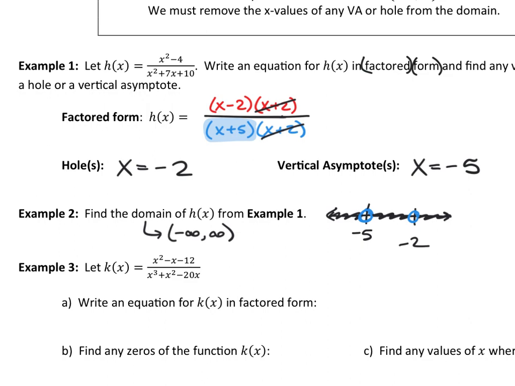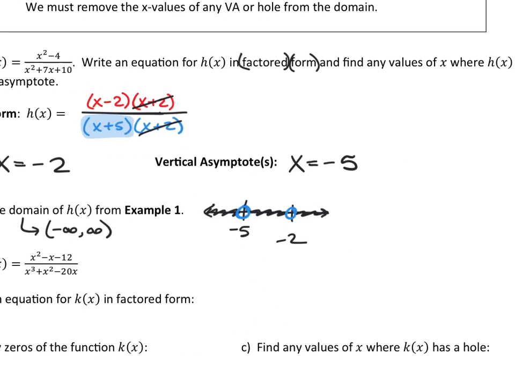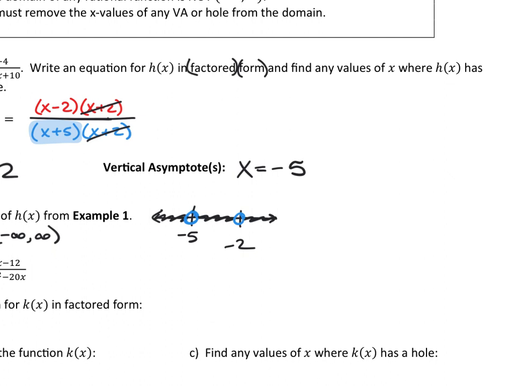Once we pluck out those two values, the way we would write the domain for this particular rational function would be from negative infinity to negative 5, union negative 5 to negative 2, union negative 2 to infinity. Notice that all I did was take negative infinity to infinity and create stopping points at negative 5 and negative 2, where the vertical asymptote and the hole are. We had to pick those numbers out of our domain, and then we can talk about the domain of the function.